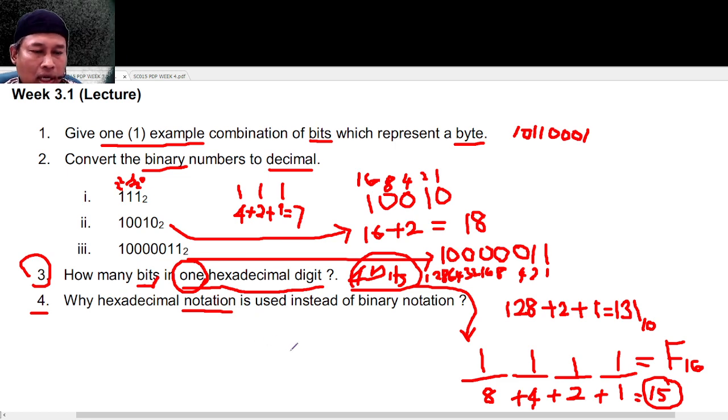Because if the computer shows the data in binary numbers, the number is very long. So to store the data, the computer will use hexadecimal numbers to represent the data.